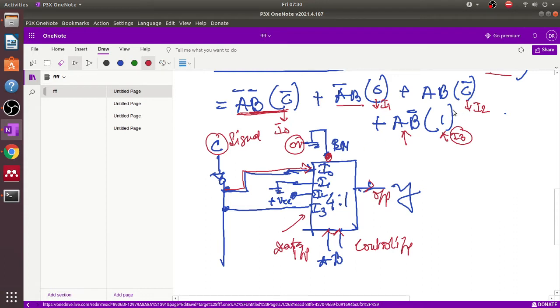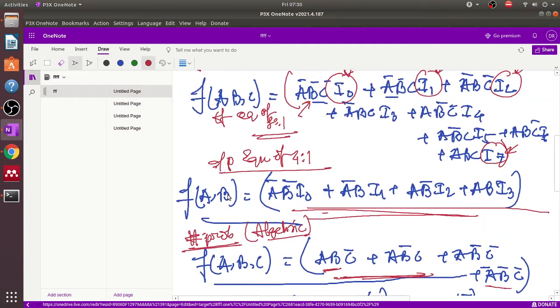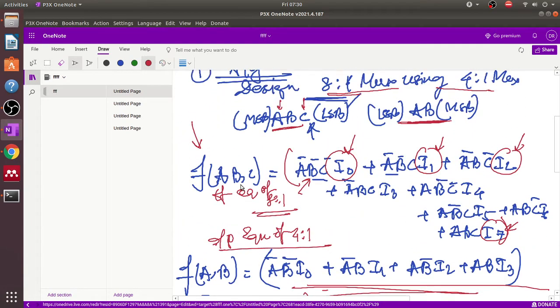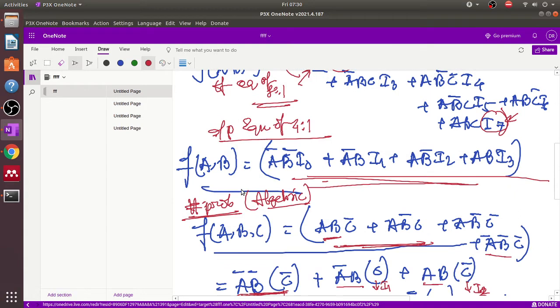Sorry, this is I2 and this is I3, because this is AB. So I2 equals 1, that is connected to VCC, and what is the status of I3? C bar. That means it is connected from here. So this is the algebraic method by which we design an 8:1 multiplexer output using 4:1.